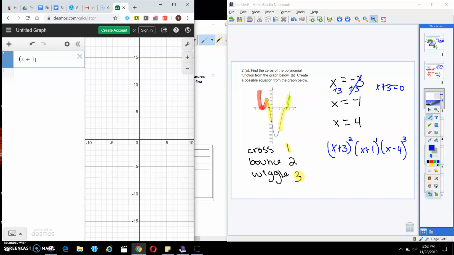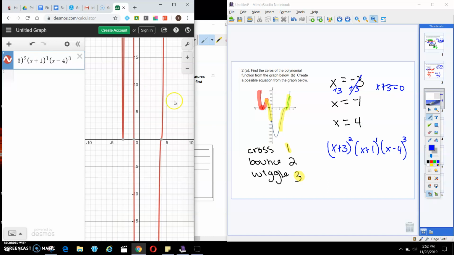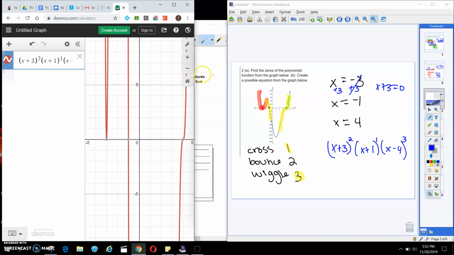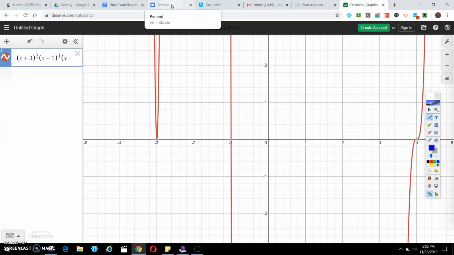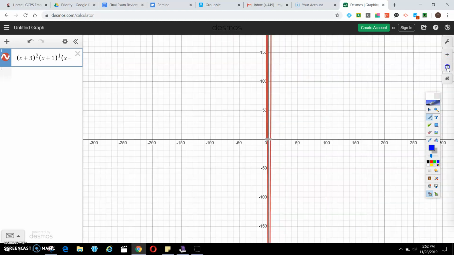So if I type this into Desmos, and then we've got x plus 1. Sorry that you're watching me just type this in, but here we are. All right, so it's looking like a whole hot mess. I don't really think you can see much of anything, so I'm going to make this full screen. Okay, so we've got this bounce at x equals negative 3, we've got this right here at negative 1, and then we've got this at 4. That looks roughly like the graph.